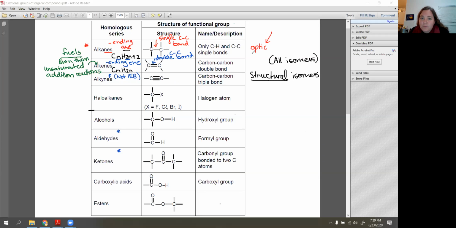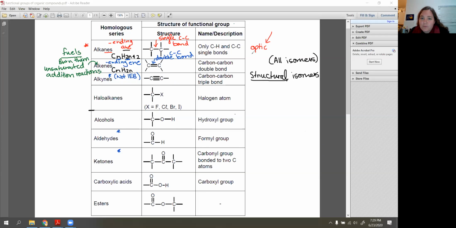The three types of structural isomers that we get are positional, where the position of the functional group differs; chain, where the longest carbon chain changes because we get more side branches or substituent groups. Side branches and substituent groups are the same thing. And then the last thing that we have is a functional isomer, where we have different functional groups. But all three of these are structural isomers.